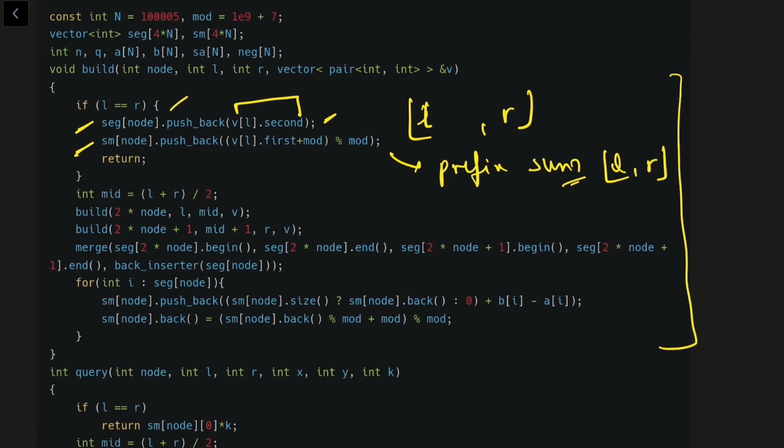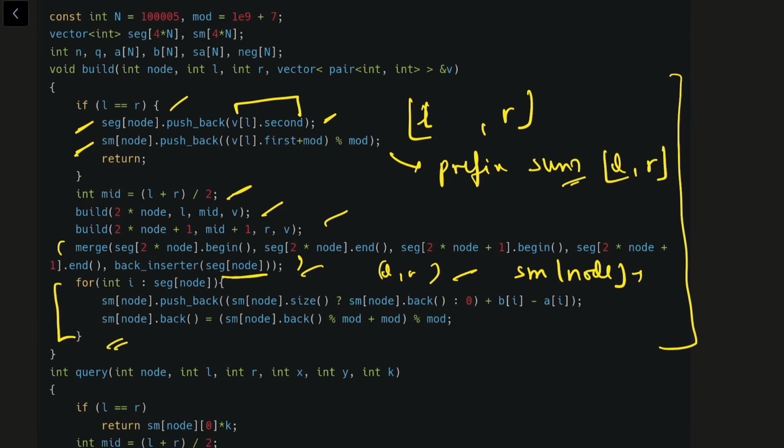If L is not equal to R, that means it is not a leaf node. Then we will divide it into two segments from L to mid and then mid plus 1 to R. We will build on them. After that we are merging them. This merge function basically merges two sorted arrays. So that is what is happening here. And after merging, I will get some array which is sorted in range L to R in this seg node. Now I need the prefix sum of that in our SM node, because SM node will contain the prefix sum in range L to R. So this code is basically doing the prefix sum in that range.